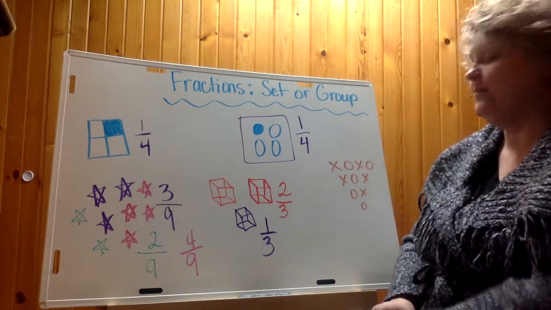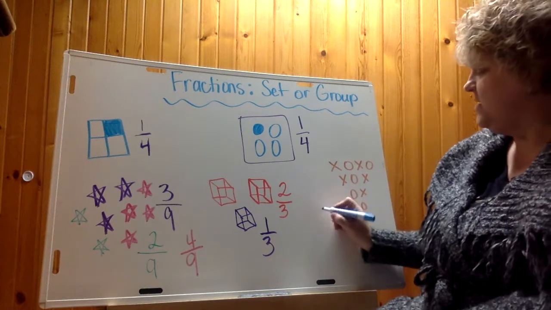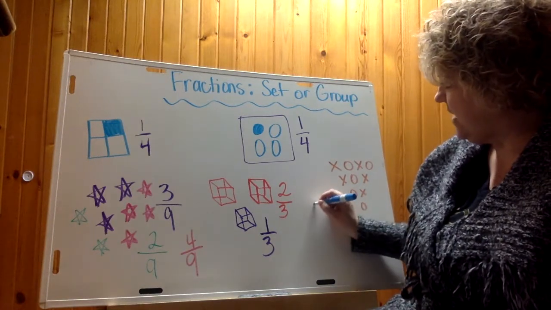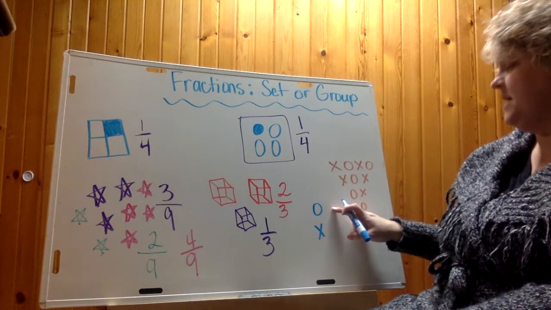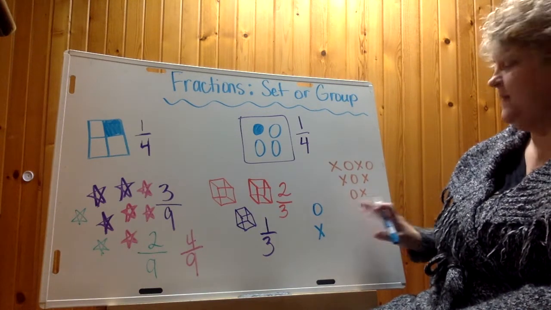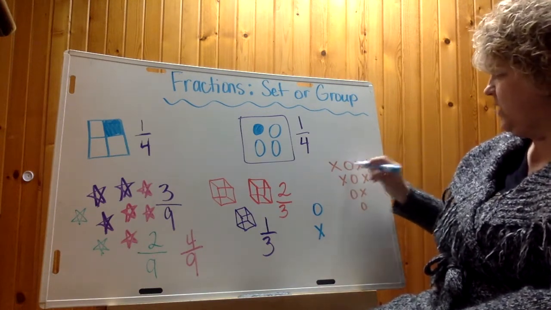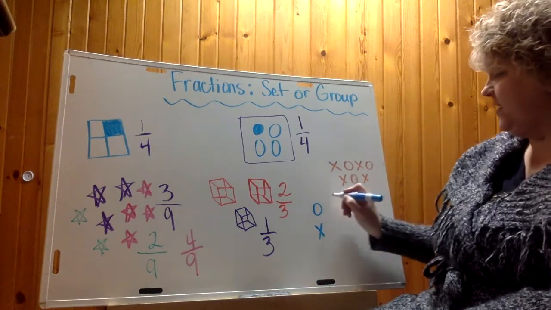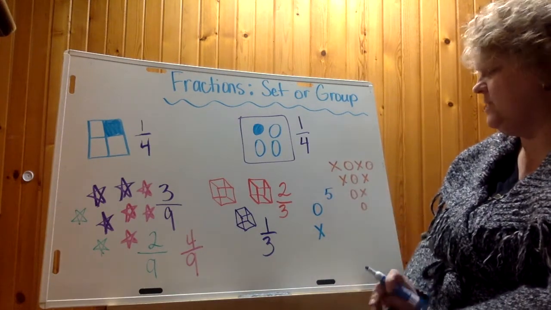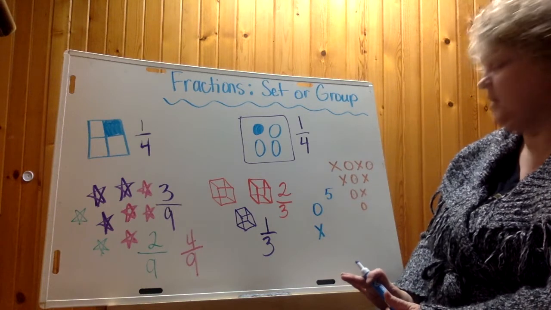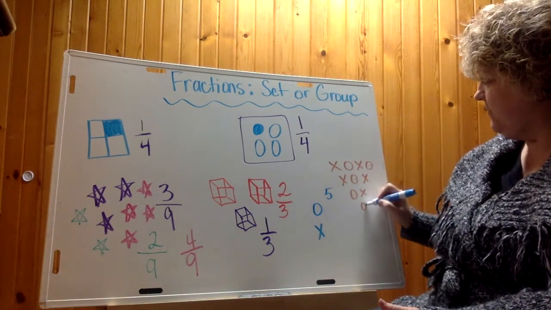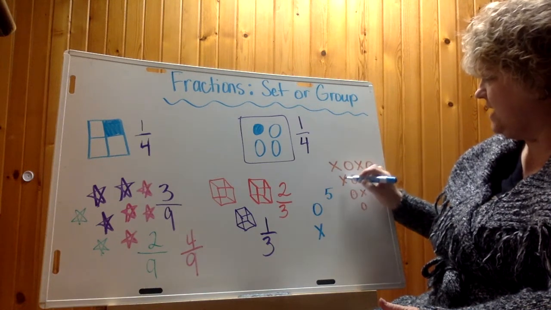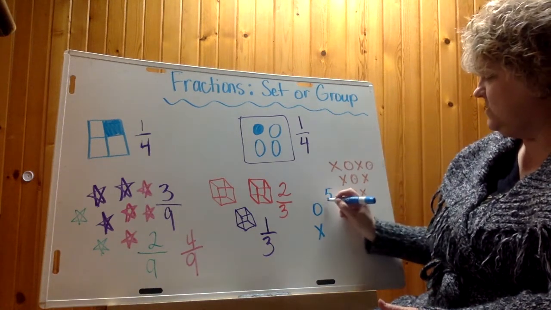Okay, I hope that you're back. I hope that your fraction's all ready. So I'm going to write down here so I can keep track of it. I'm going to write O and X. So let's start with our O's. How many O's are there in the X's and O's? 1, 2, 3, 4, 5. Very good. So 5 O's. How many total X's and O's? We know there's 5 O's, so we can count 1, 2, 3, 4, 5, 6, 7, 8, 9, 10. All right, so 5/10.